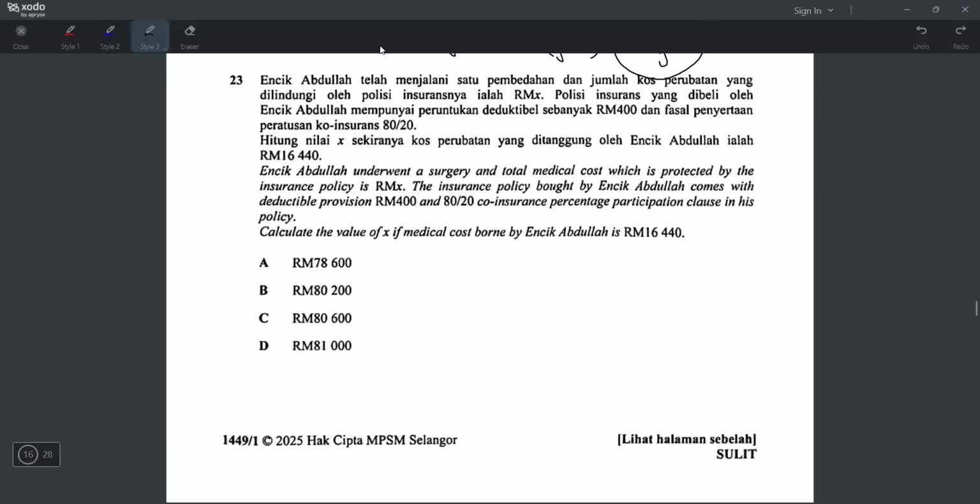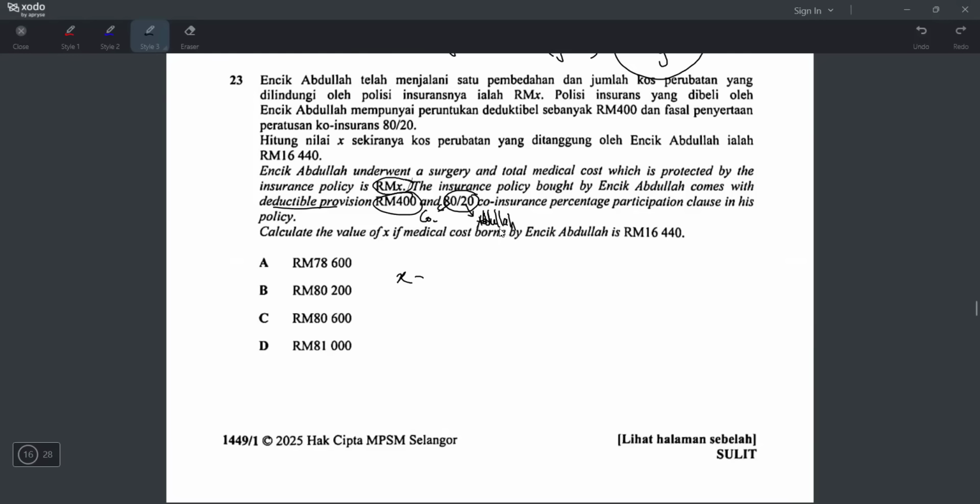Encik Abdullah underwent a surgery and the total medical cost which is protected is X. They actually never give you the medical cost, so the medical cost is X. But I know the X later has to be minus the deductible. Confirm. Doesn't matter whether you want to find what the company pays or the policy holder pays, it is always minus deductible. The insurance policy bought by Encik Abdullah comes with a deductible of 400 and an 80-20 co-insurance percentage. So 80 is the big percent, that's the company's responsibility. 20 is the policy holder, in this case Abdullah.